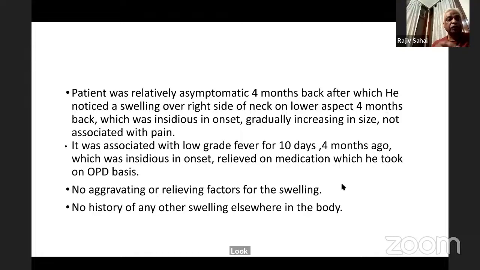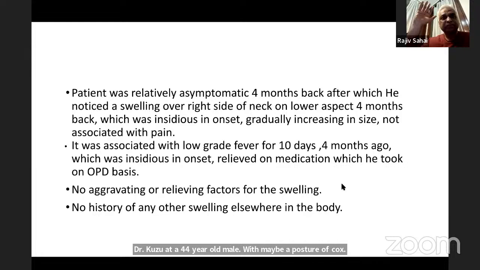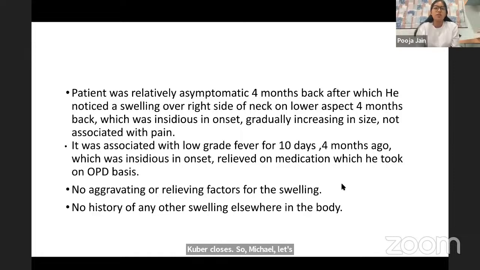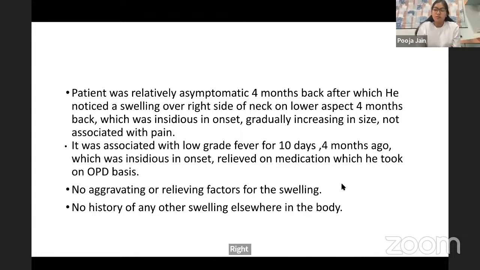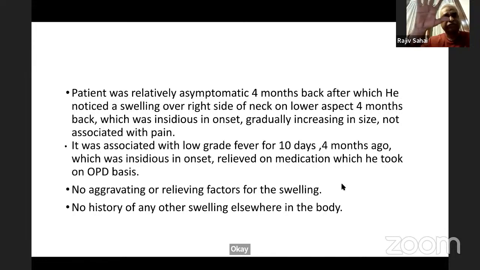Dr. Pooja, in a 44-year-old male with maybe a past history of cervical lymph nodes, we will think more commonly of malignancy rather than straight away associating it with tuberculosis. Cervical lymph nodes in a 44-year-old, right? Yes, sir. If the swelling is mostly in the supraclavicular region on the left side, there are Virchow's nodes. No, we're not talking about Virchow's nodes, right? That's fine.